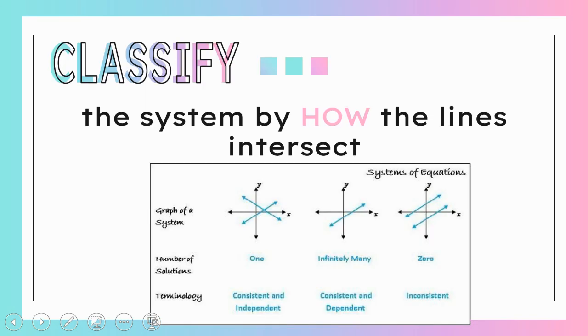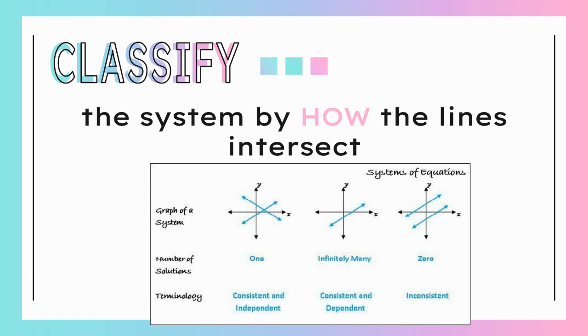Now, let's talk about how to classify a system. A system is classified by how the lines intersect. So we have a couple of different options here when we're talking about linear systems. And I'm being very clear about linear systems because we are eventually going to talk about non-linear systems. Today, we're talking about linear systems, and they can intersect at one point, they can intersect at infinite points, and they can intersect not at all.